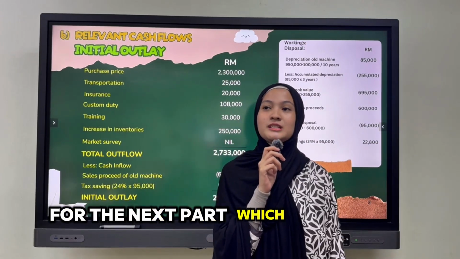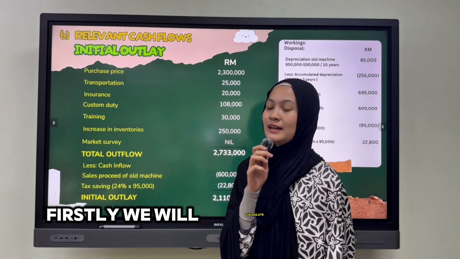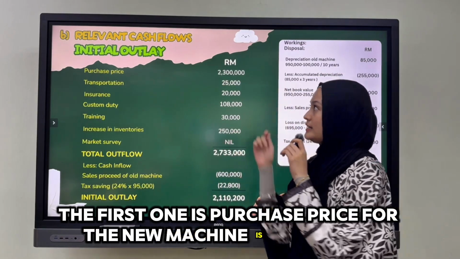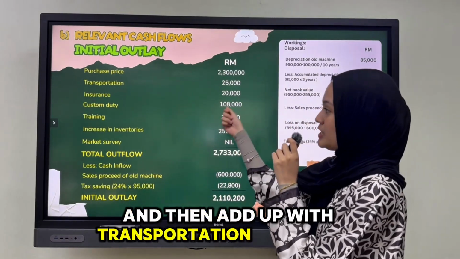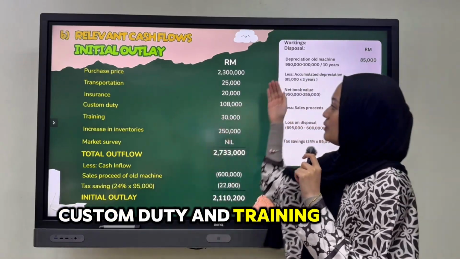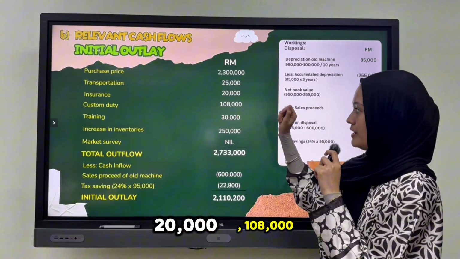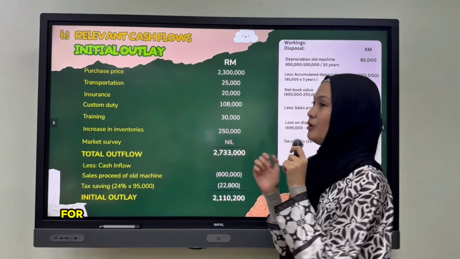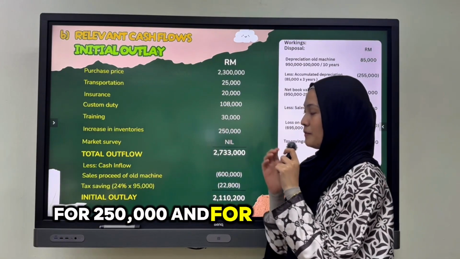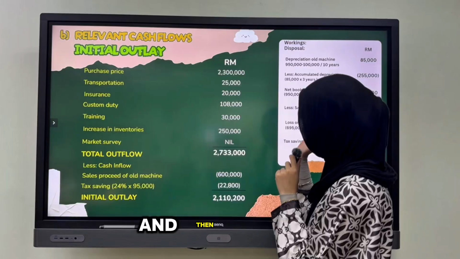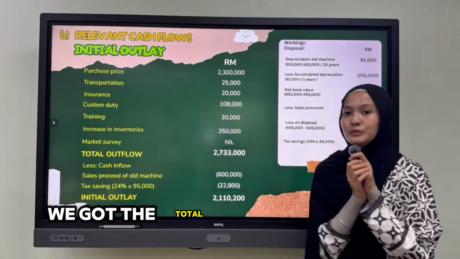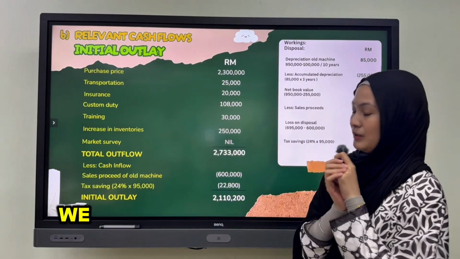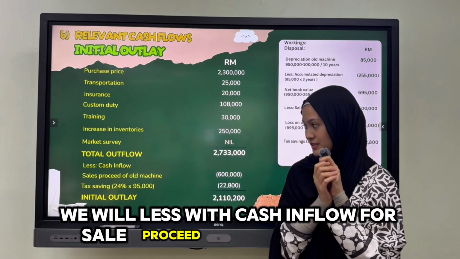For the next part, which is relevant cash flow, firstly, we will calculate the initial outlay. The purchase price for the new machine is 2.3 million, and then add transportation, insurance, customs duty, and training: 25,000, 20,000, 108,000, and 30,000. We also add the increase in inventories of 250,000. For the market survey, we put it as nil. Totaling up, we get a total outflow of 2,733,000.